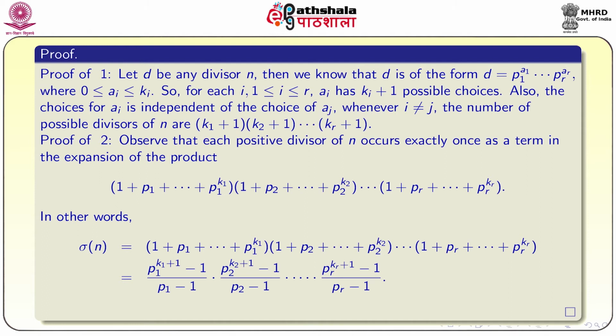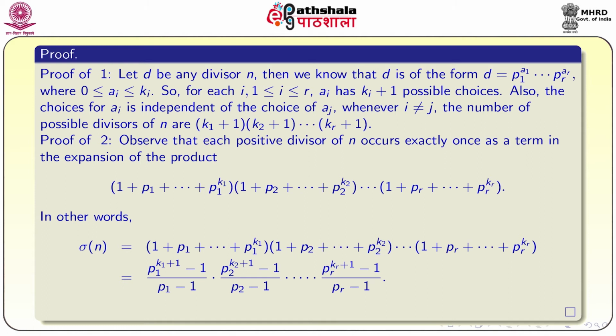Now, we will give the proof of part 2. Observe that each positive divisor of n occurs exactly once as a term in the expansion of the product (1 plus p1 and so on p1 power k1) into (1 plus p2 and so on p2 power k2) and so on (1 plus pr and so on pr power kr), which is going to give exactly the sigma of n.